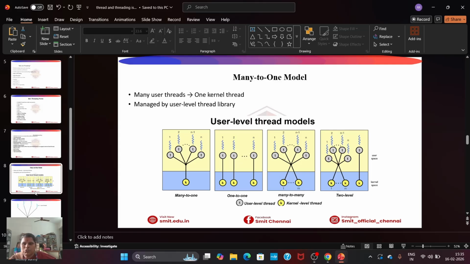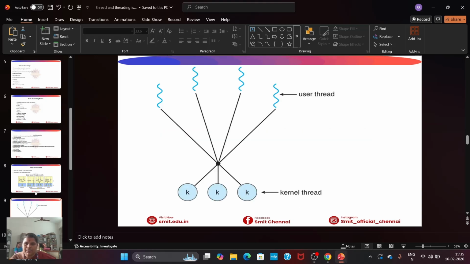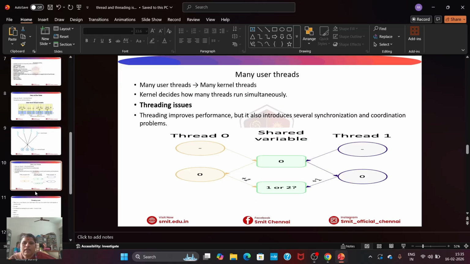So there is user space and kernel space. Then user level thread and kernel level thread. These are also the two types of threads: user level thread and kernel level thread. A user level thread has no relation to the operating system. A kernel level thread is an operating system thread. Then many user threads map to many kernel threads. The kernel decides how many threads run simultaneously.